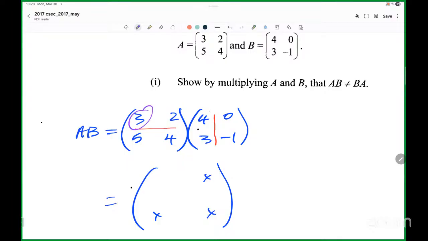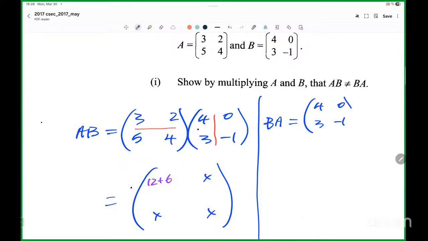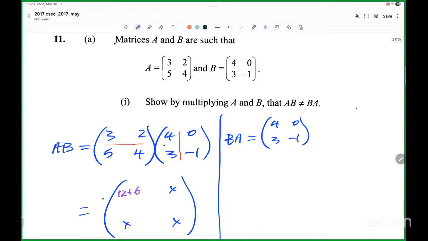So it's 4 times 3 is 12, and 2 times 3 is 6. Now that's 18. Let me start work with the other product, the B times A beside it. B times A now becomes [4, 0; 3, negative 1] times [3, 2; 5, 4]. That's the B times the A. I'm going to work it out again.